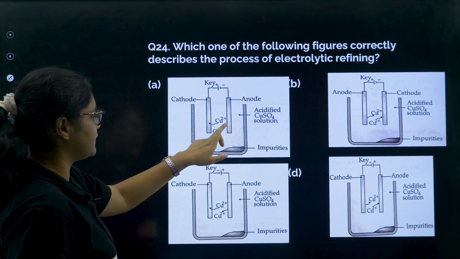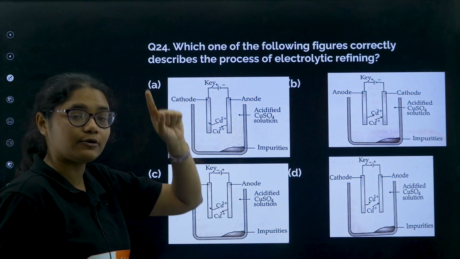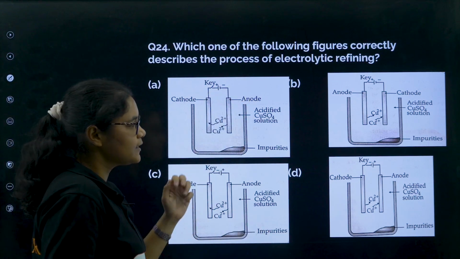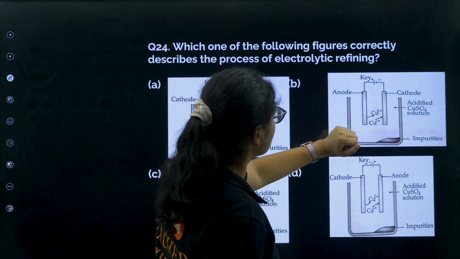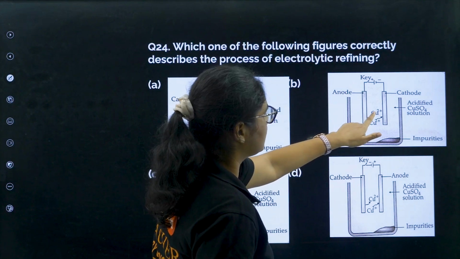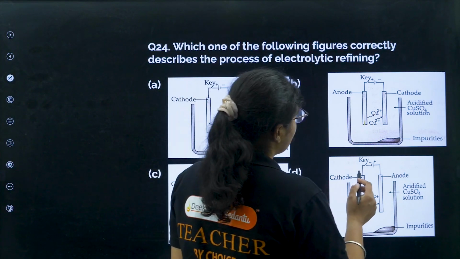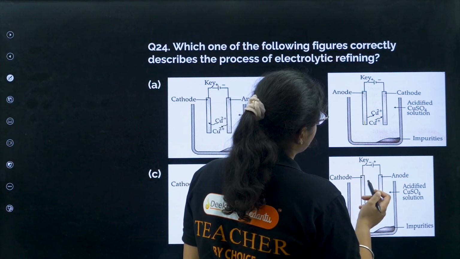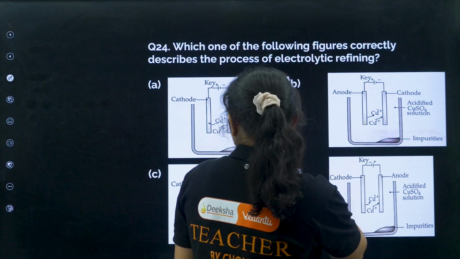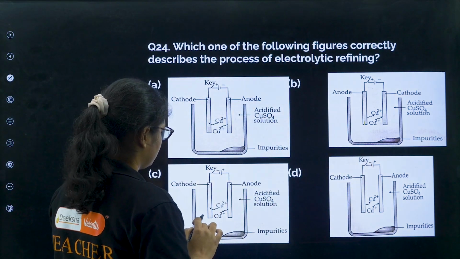Here you can see that anode loss is there, cathode deposit is there, but anode is negatively charged. Anode is a positively charged electrode during electrolysis, so this is wrong. Here anode and cathode are marked properly, but there is something, one second, let me check. We have from anode also.